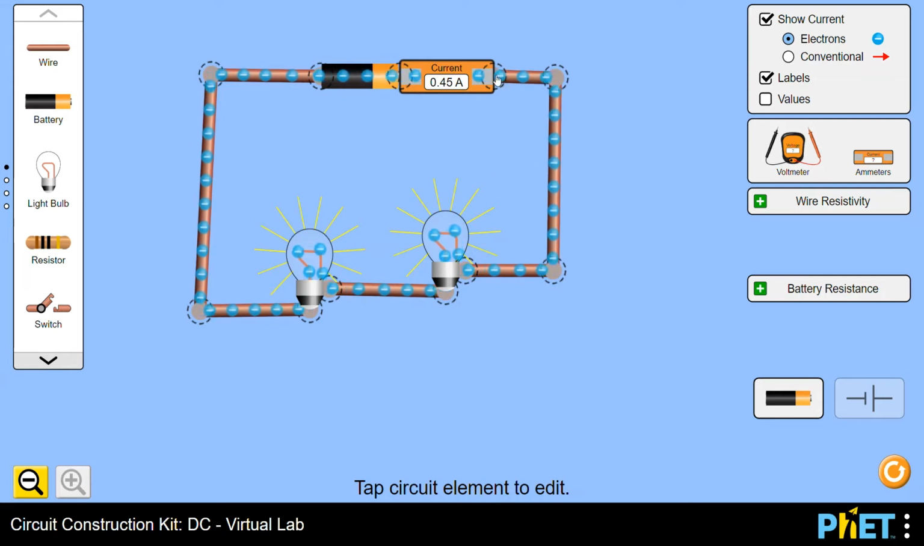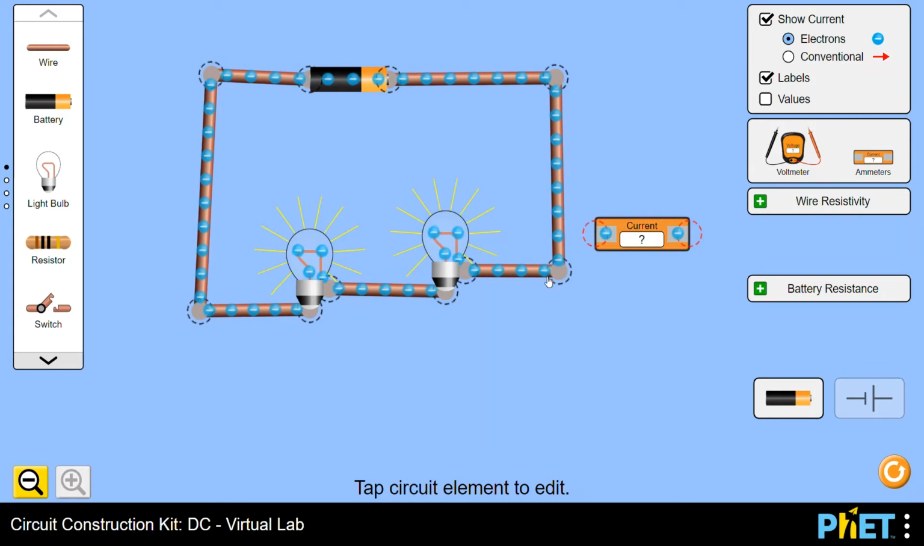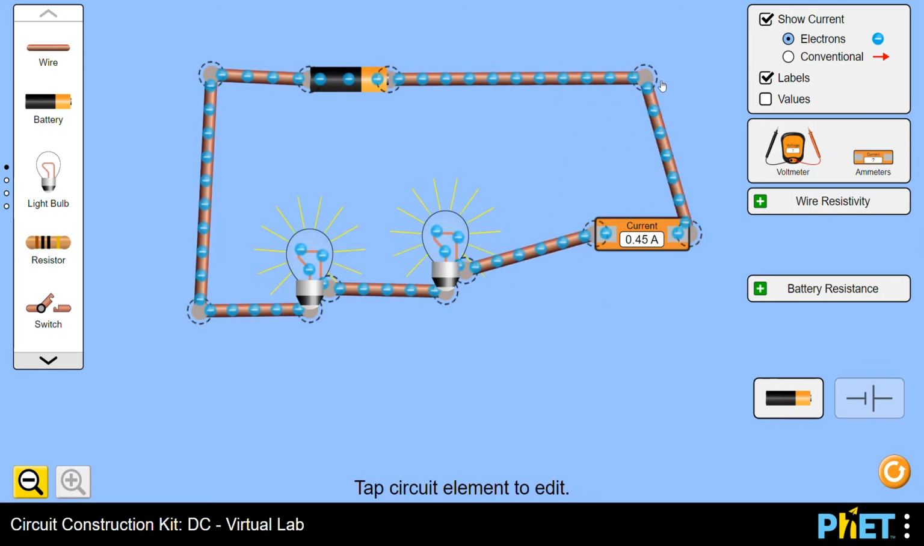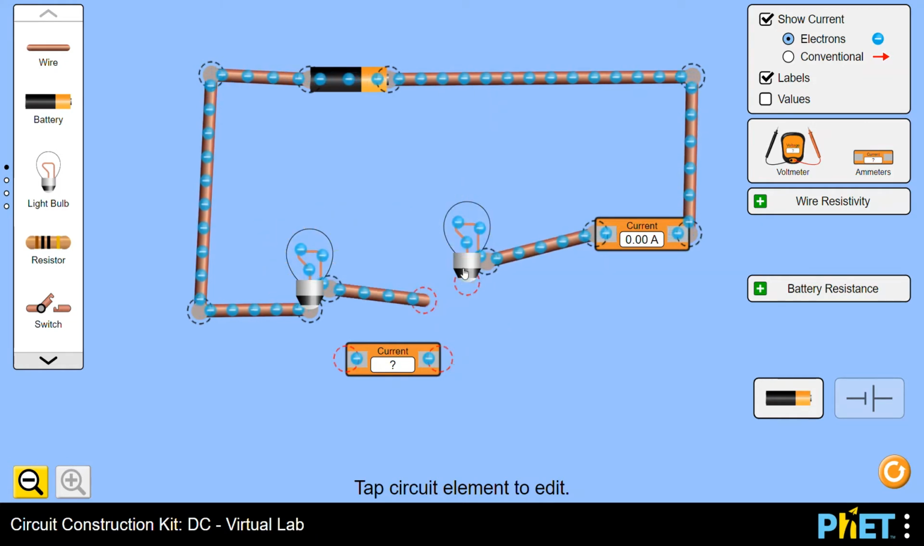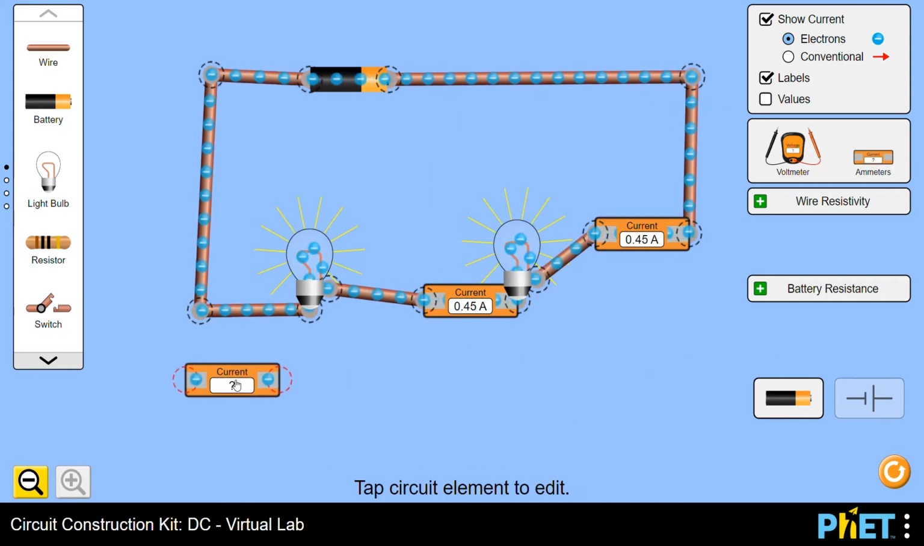I can break my circuit again and put my ammeter in any number of different places. So let's try putting it in just here. And now if I put it in the circuit just here, you can see again the current is 0.45 amps. Because the ammeter doesn't affect the circuit, I can actually put as many ammeters in as I like. So let's put one in between the two bulbs, and you can see that the current is 0.45 amps.